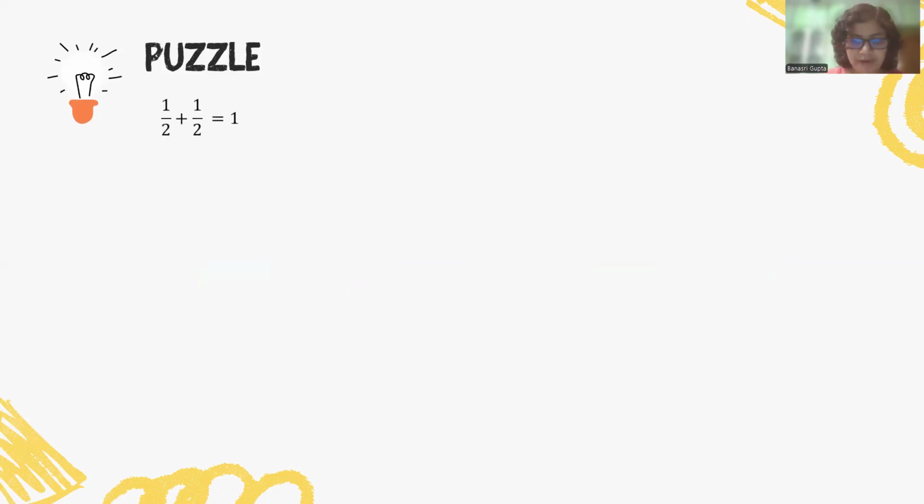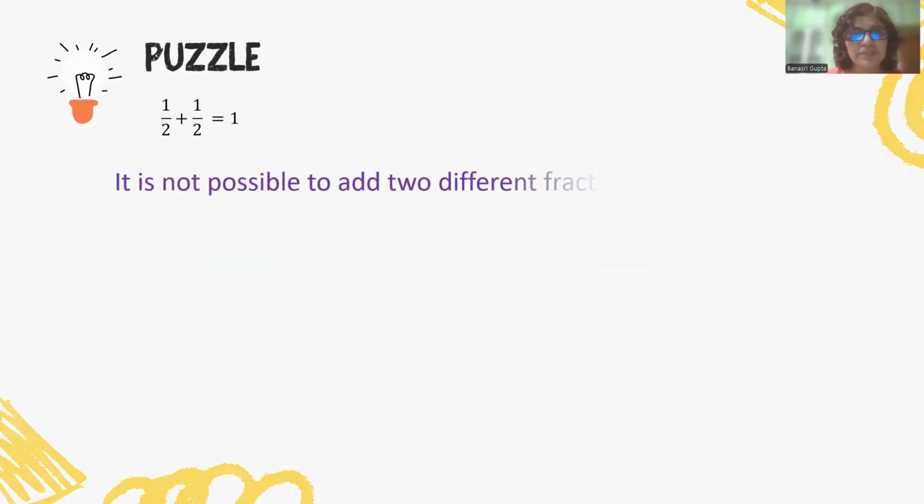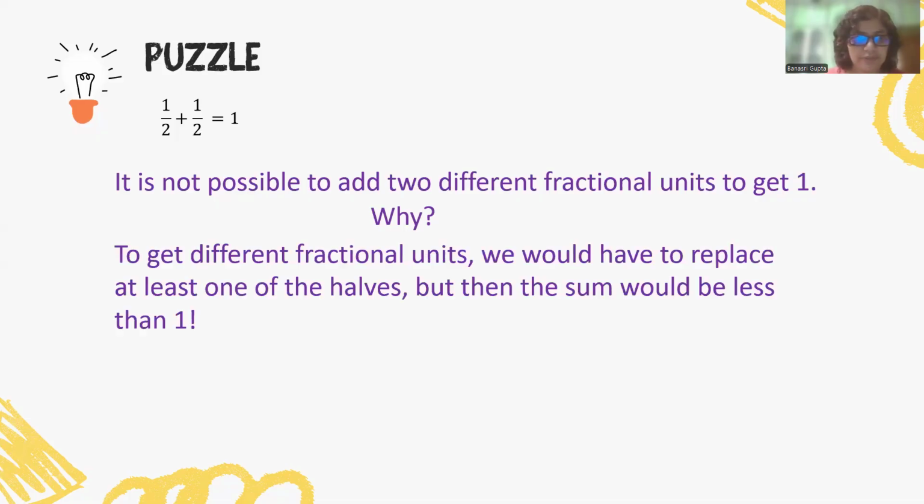So first is half plus half is equal to 1. It is said in the book that it is not possible to add two different fractional units to get 1. Half plus half is the same fractional unit added 2 times. But can we add different fractional units to get 1? It's not possible. Why? To get different fractional units, we would have to replace at least one of the halves, but then the sum would be less than 1.